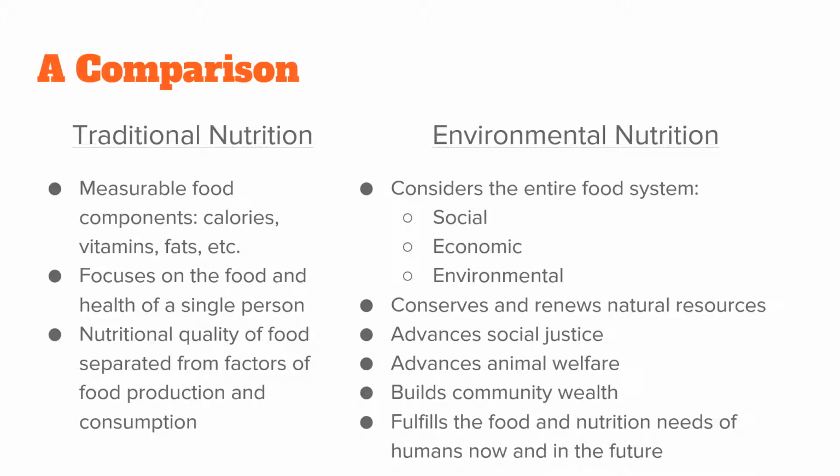And again, with the second bullet, conserving and renewing natural resources, and with all these bullets, this last piece kind of pulls it together. How can we produce food now in a way that provides food now, but also conserves all the resources we use to produce food so that food can be available for people in the future?